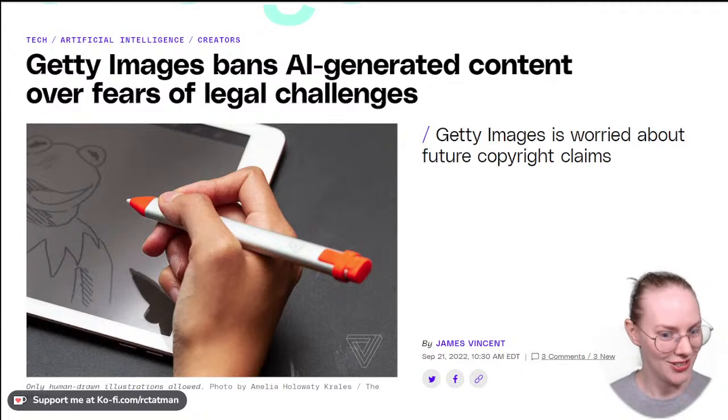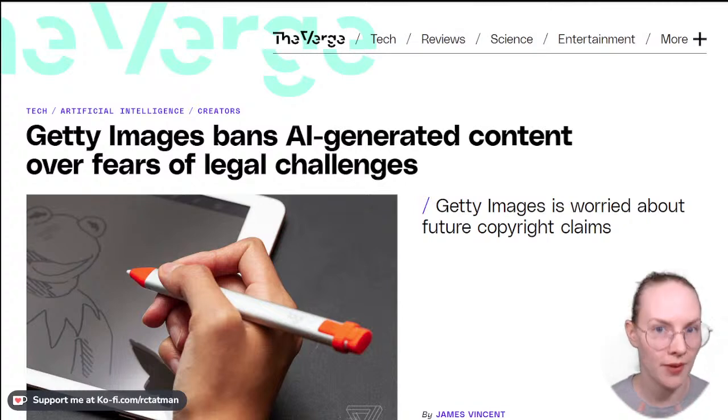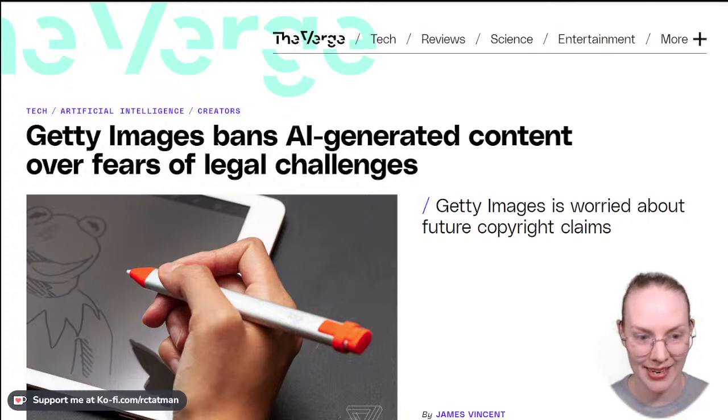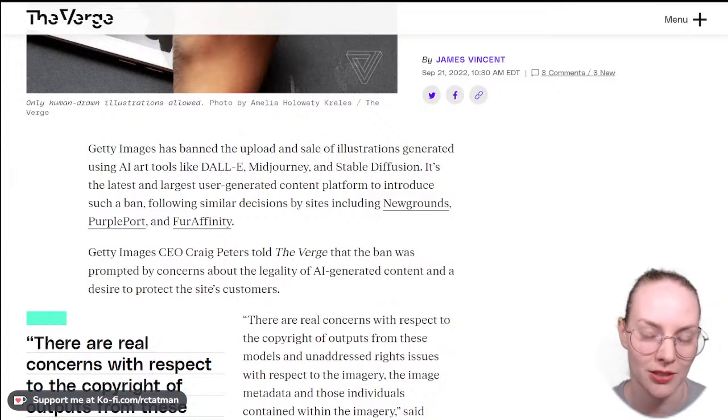And then this is interesting. So the current state of copyright law, I believe, is that things generated by models can't be copyrighted, but Getty, which is a big way of selling images to news sites and stuff, has banned the upload and sale of illustrations generated using AI tools like DALL-E, Midjourney, and Stable Diffusion. It is the latest and largest user-generated content site to introduce such a ban, following similar decisions by sites including Newsgrounds, Purple Port, and Fur Affinity.